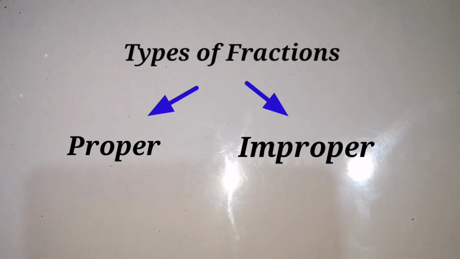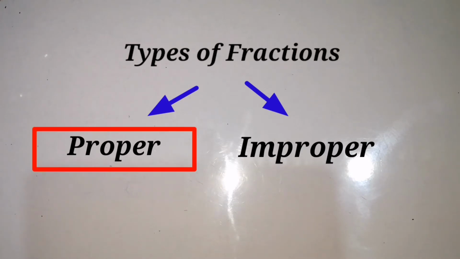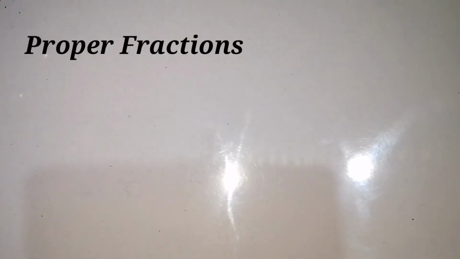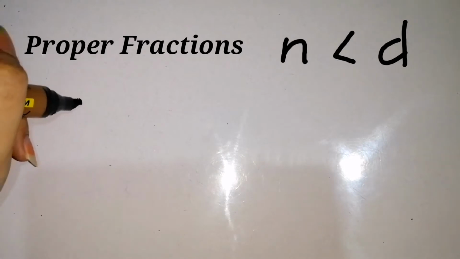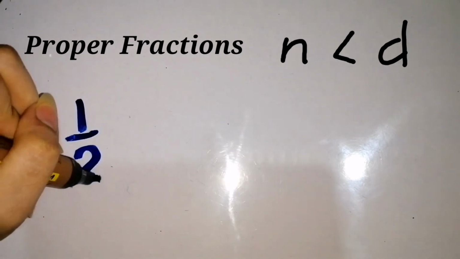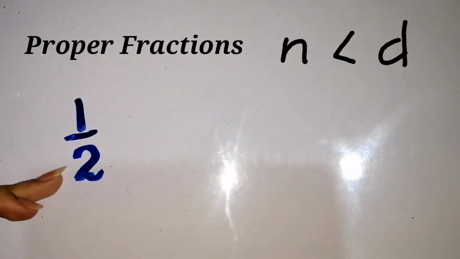So let's deal first with the proper fractions. Proper fractions are the types of fractions wherein the numerator is less than the denominator, or the value of the numerator is smaller than the value of the denominator. So let's say, for example, we have 1/2. 1 is less than 2, so this one is a proper fraction.